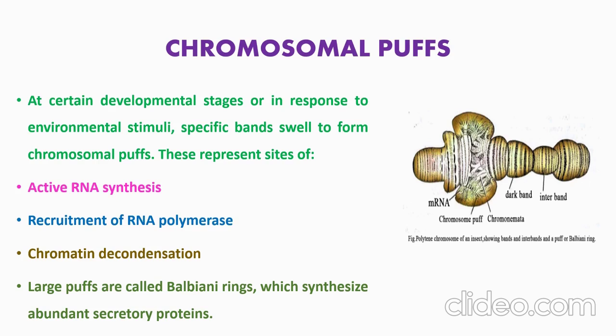As a result, large numbers of RNA polymerase molecules and transcription factors are recruited to these regions, leading to active RNA synthesis. The formation of puffs is a dynamic and reversible process reflecting changes in gene expression according to cellular requirements. Exceptionally large and prominent puffs known as Balbiani rings are involved in the synthesis of abundant secretory and structural proteins, highlighting the role of Polytene chromosomes in supporting high levels of transcription and protein production.